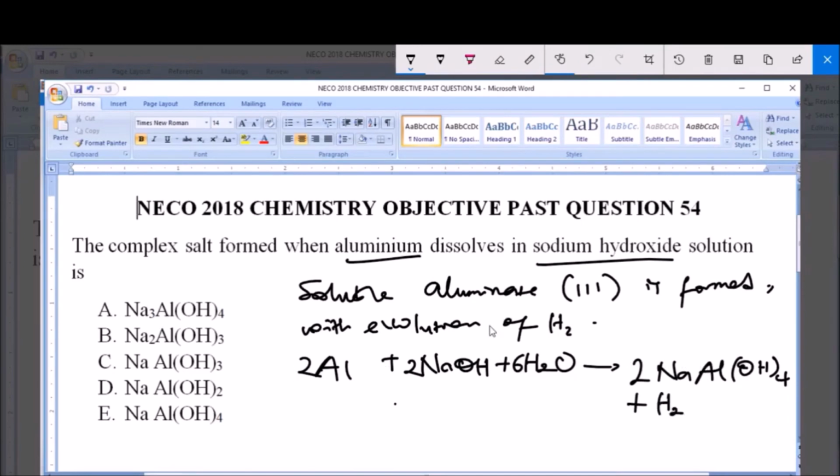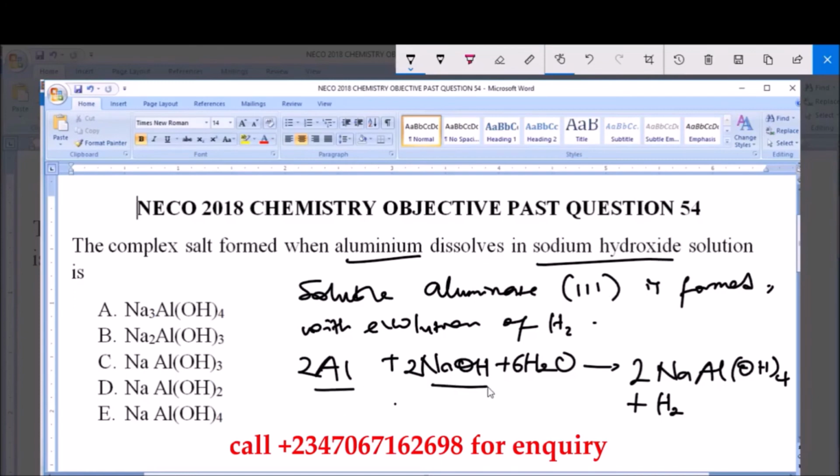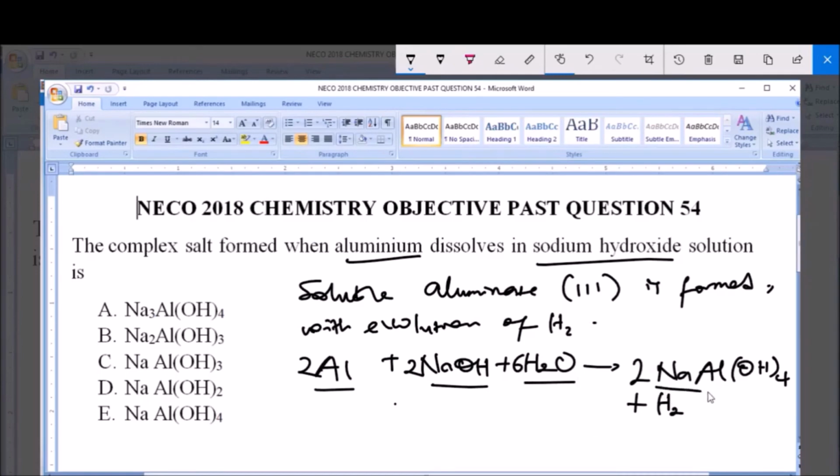Now this is the reaction, and this reaction is also the same for potassium hydroxide. So aluminium will react with sodium hydroxide in the presence of water to give us the aluminate 3 and also liberate hydrogen gas. And if you can see, this is option E.